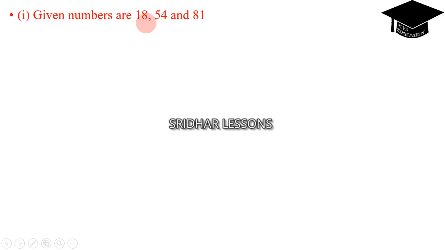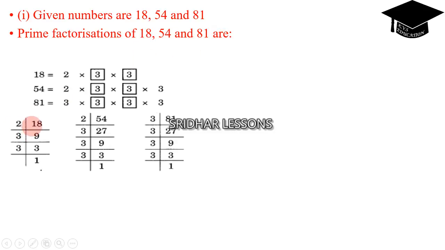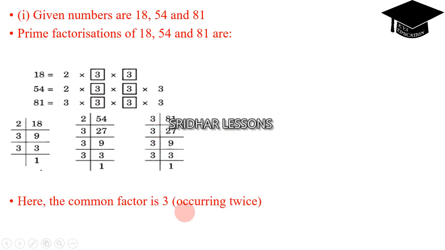Next, the given numbers are 18, 54 and 81. We will go for the prime factorization of 18, 54 and 81. For 18, the factors are 2 into 3 into 3. And for 54, they are 2 into 3 into 3 into 3. And for 81, 3 into 3 into 3 into 3. So here the common factors are 3 into 3 because 3 occurring twice. Okay. So 3 into 3 is 9 is the common factor, HCF.